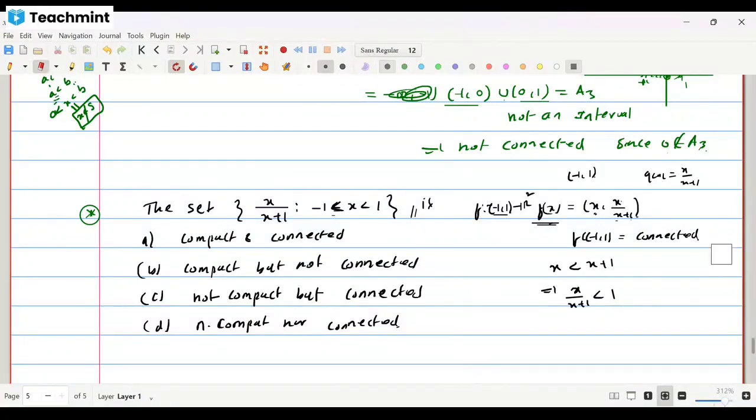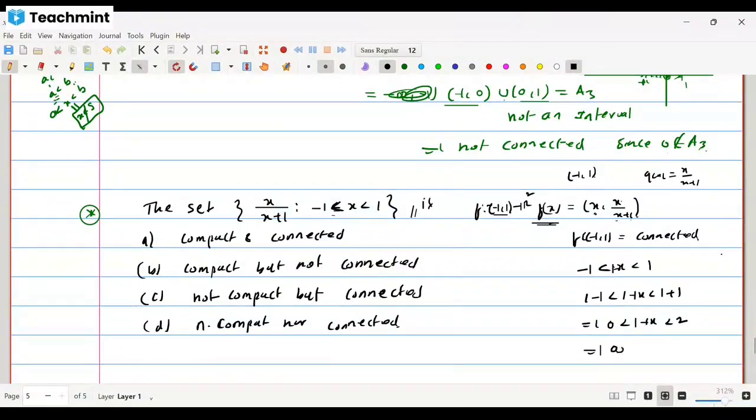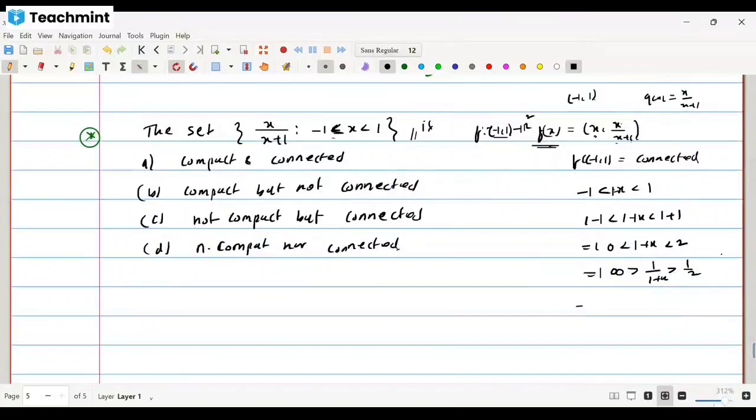Suppose, given that the domain is -1 < x < 1, now add 1 on both sides: 1 minus 1 is less than 1 plus x is less than 1 plus 1, which implies that 0 is less than 1 plus x, which is less than 2. Now reverse the inequality. 1 by 0 means infinity. Infinity is greater than 1/(1+x), which is greater than 1/2. So reverse the inequality: 1/2 is less than 1/(1+x) is less than infinity.